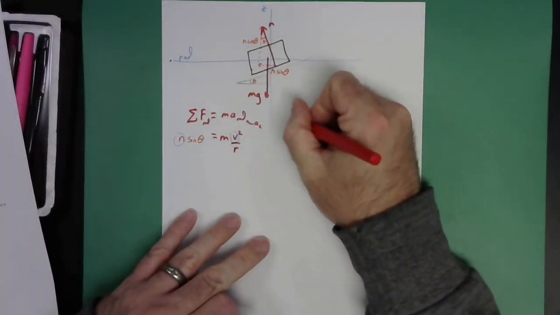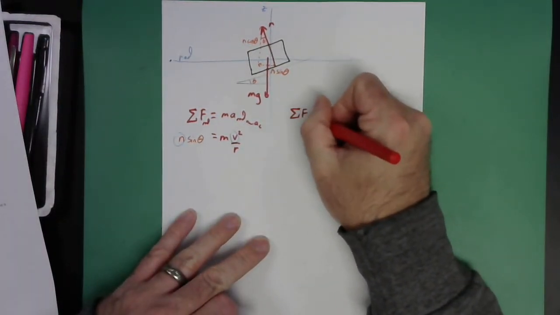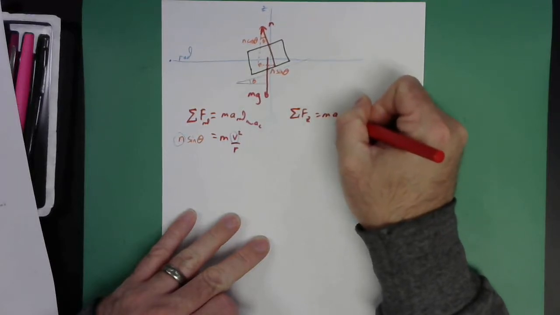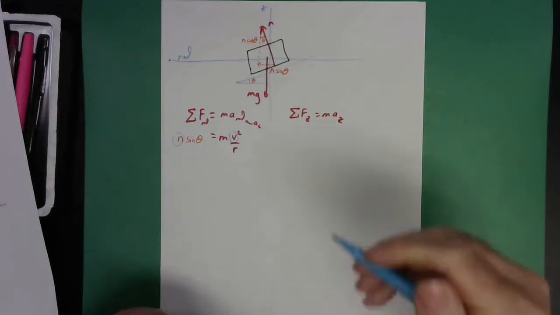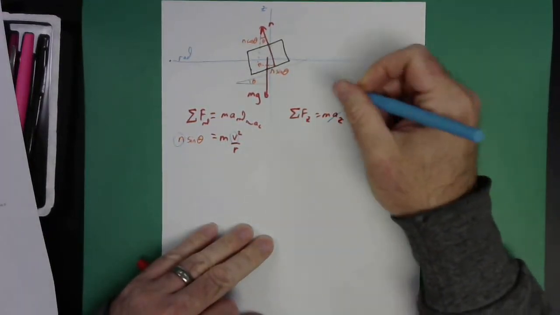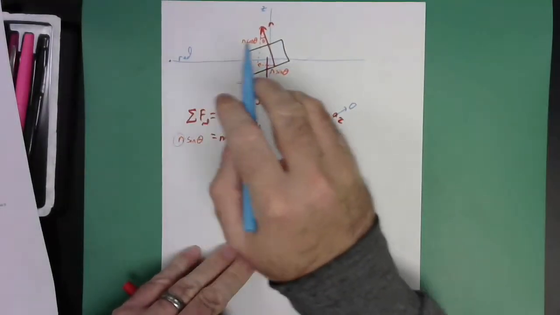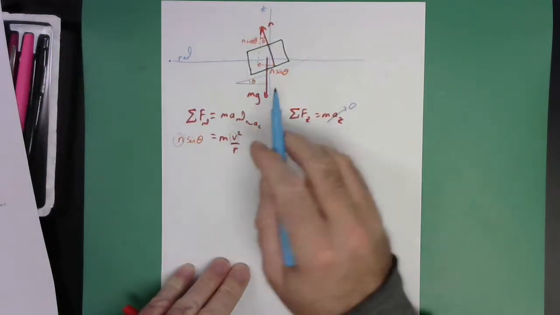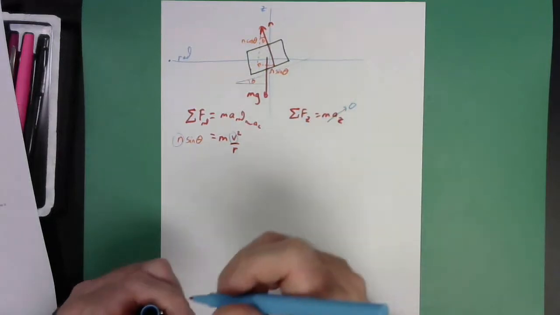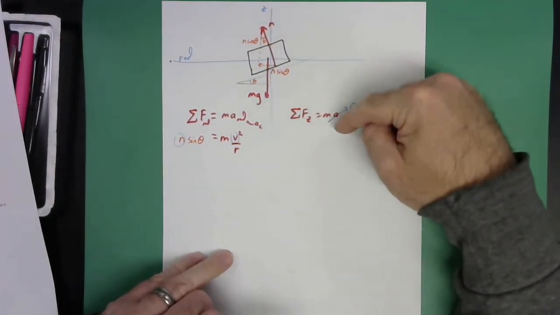So if I do the sum of the forces in the z-axis, mass times acceleration in the z, Newton's second law, most important formula in physics, my acceleration in the z is going to be 0. We're not accelerating up and down. We're just going around in a circle like this, right? We're not going up and down at all. And so the acceleration in the z is 0.